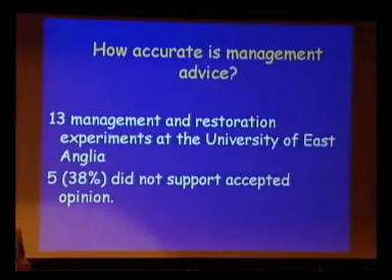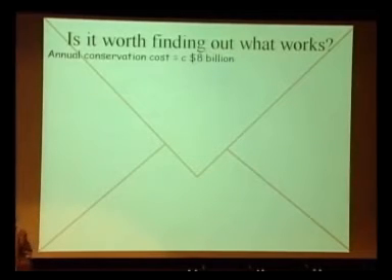So we've done various experiments like that and shown that quite a few of those work, and quite often the standard information isn't actually true. So how much money do we spend globally on conservation that doesn't work? Here's my back of the envelope calculation.